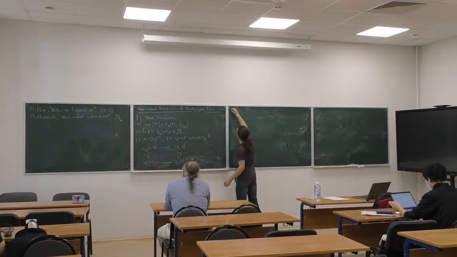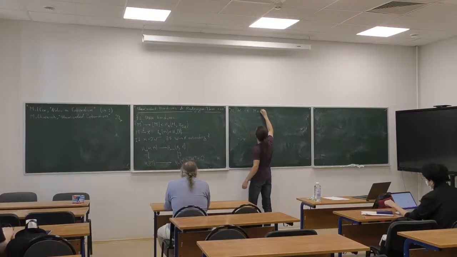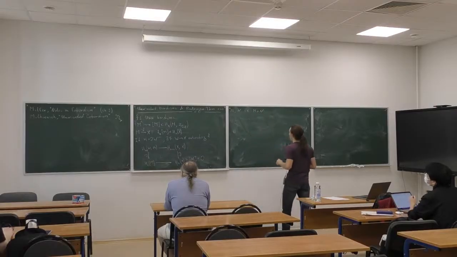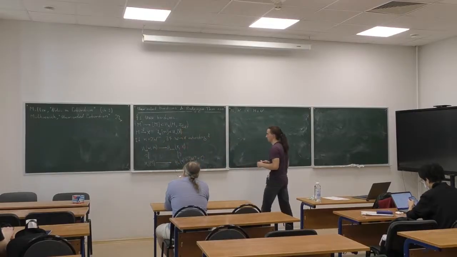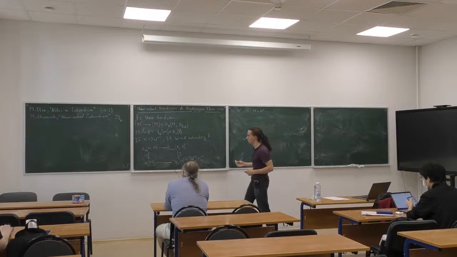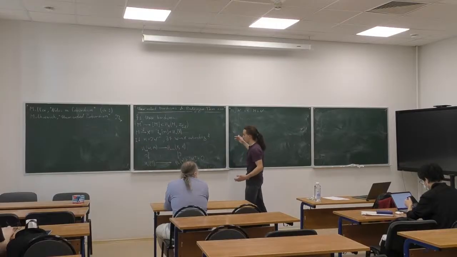So if we have M and N such that M disjoint union N is a boundary of some manifold W of dimension n plus 1, then M and N represent the same element in homology.